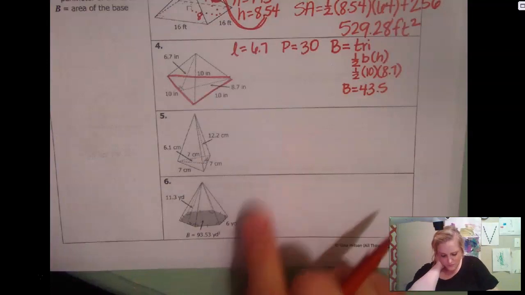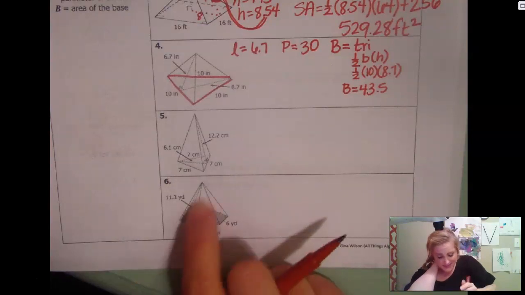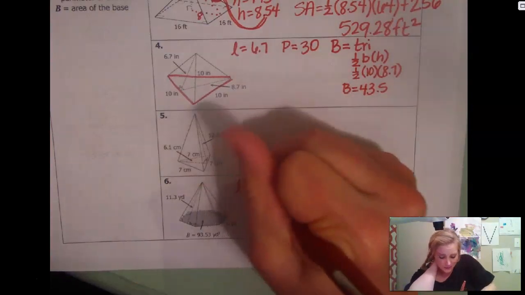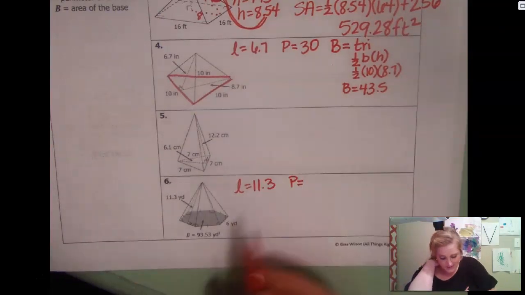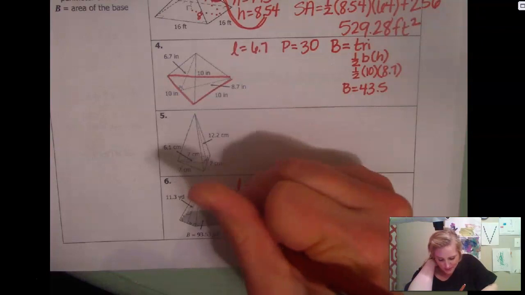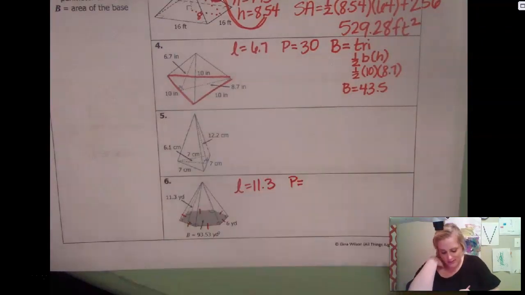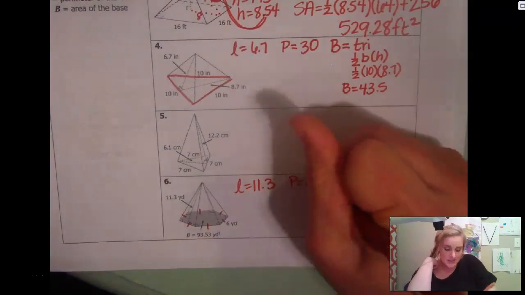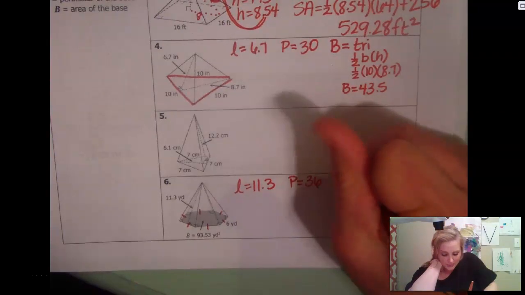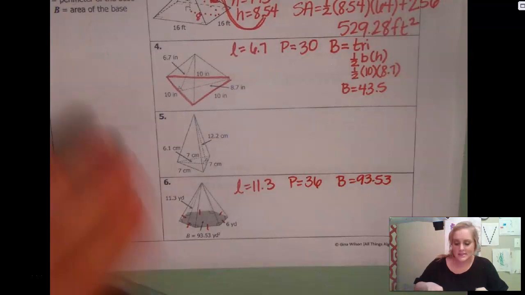Now, this one, this grayed in area, they have told you that is big B. They give you the slant height. The slant height is 11.3. The only thing that you have to find is the perimeter. Well, this side is 6, and you can see the little tick marks that represent that all of the sides are congruent. There are 6 sides right here, so 6 times 6 is 36. That's the perimeter. Your big B is 93.53. Then you just plug all your pieces in.